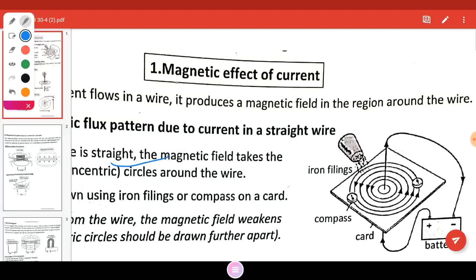We are going to study the magnetic effect of the electric current. When current flows through a wire, it produces a magnetic field in the region around the wire. It's called magnetic flux due to the current passing through the wire.